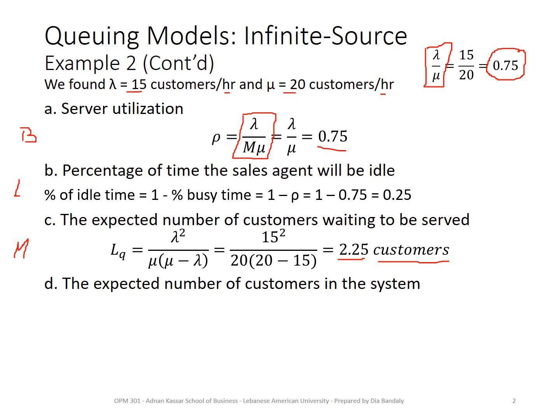All right. Expected number of customers in the system. What's that? These are the people waiting in line plus those being served.